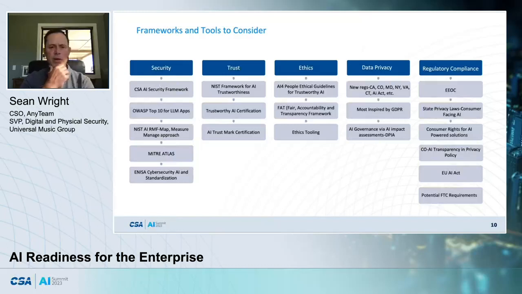Within the trust pillar, there's the NIST framework for AI trustworthiness. There are AI certifications for trustworthiness that you may want to consider if you're deploying an AI application or an AI agent, or if you're utilizing a third-party application. You may want to request these of your third party to provide for you.